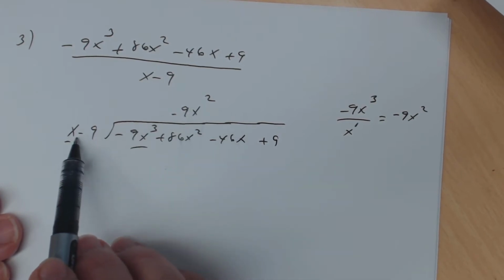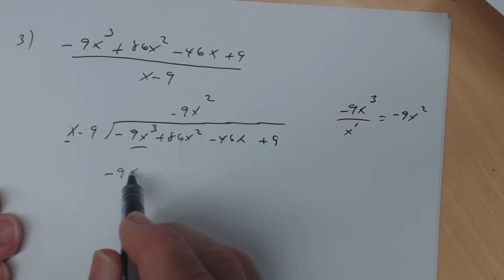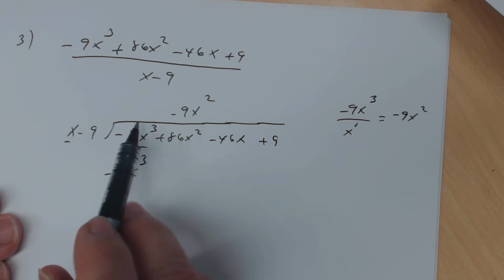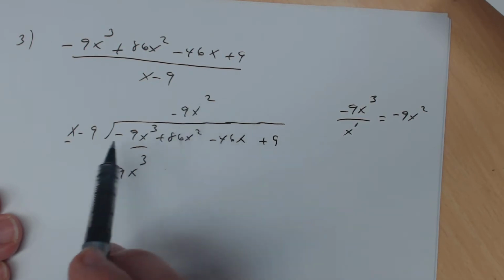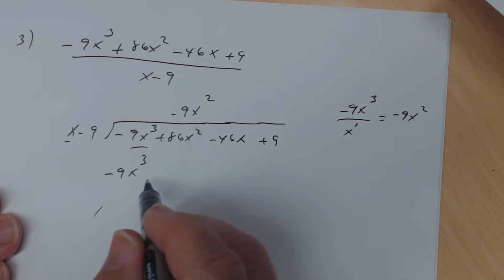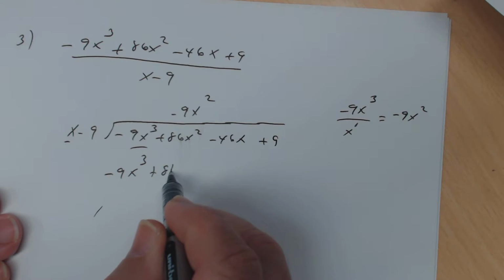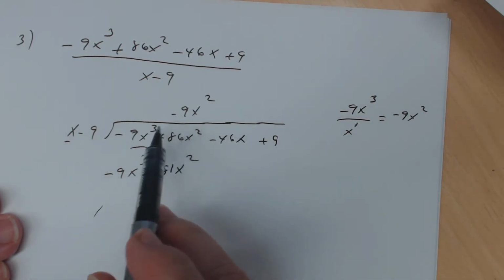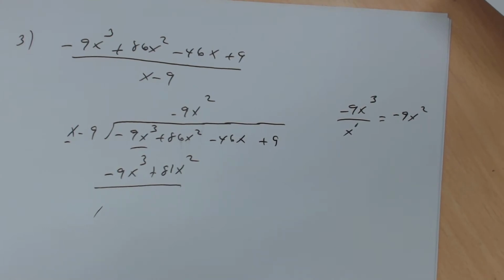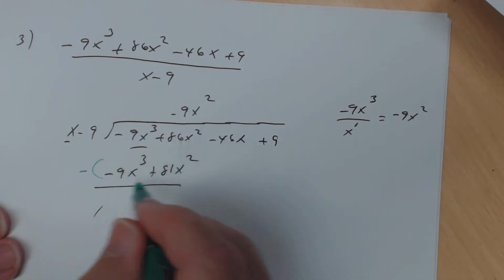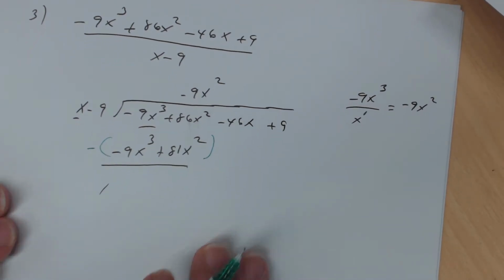Negative 9x squared times x is a negative 9x cubed. Remember, this and this had to be the same, so that when we subtract them, they cancel out. Negative 9x squared times a negative 9 is a positive 81x squared, because a negative times a negative is a positive. Okay? All right, now, look what you're going to do. You're now going to subtract this.